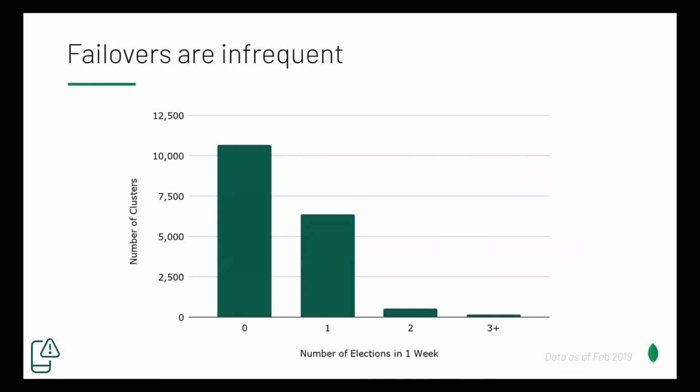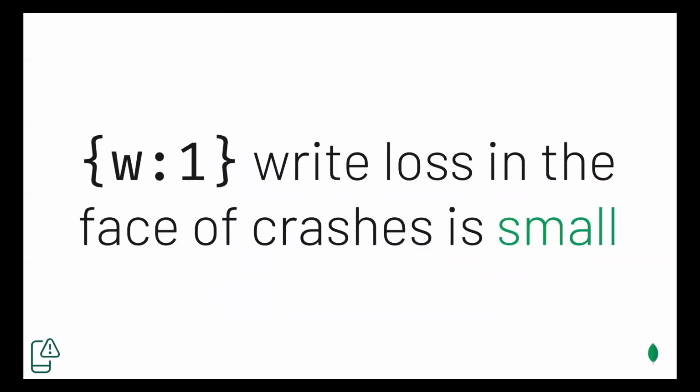We looked at 17,000 replica set deployments managed by MongoDB over the course of 1 week. We see here that in any given week, 60% of all replica sets won't have a single election, and 96% will only have one election. This hints at a pretty low but real risk of W1 write loss. To estimate how many W1 writes we could expect to lose, we did a simulation. We found that users can expect some, but not many W1 writes to be lost.